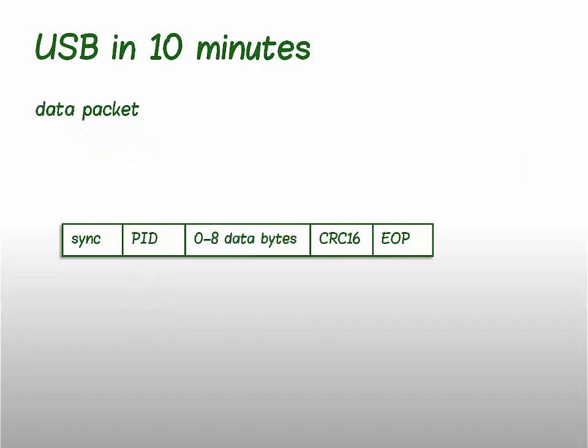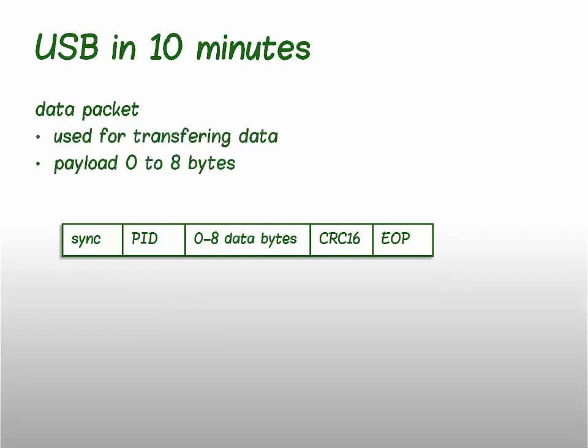Then we have a data packet. It is used whenever we need to transfer some data. The payload may be 0 up to 8 bytes long. Error check is based on CRC16, which is appended to the payload. If more bytes need to be transferred, they have to be split in several data packets. Data packets are identified with either data 0 or data 1 PID.